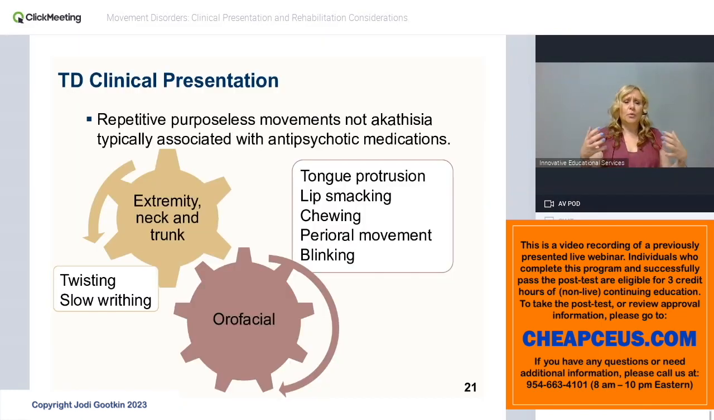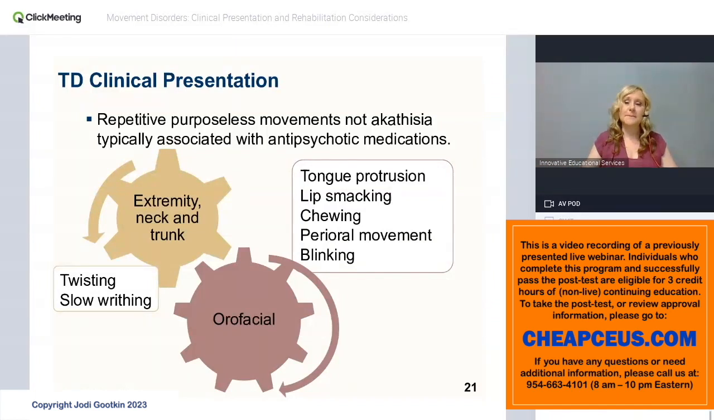So we might wonder, well, why are they still taking it? It might be because it still is managing their primary condition, but there needs to be recognition that the individual is developing this tardive dyskinesia because it is such a negatively impactful condition on their life. It needs to be recognized early and modifications made, because unfortunately, for most individuals, the abnormal movement patterns do become permanent.